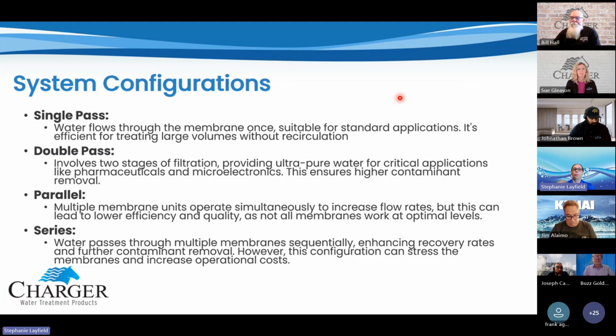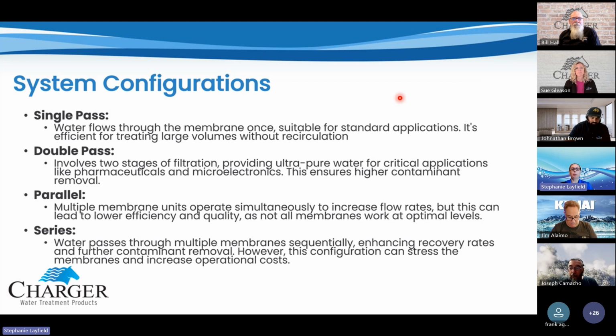We can also, whenever we're dealing with multiple membranes, put them in different configurations to hit those different quality goals or applications for our customers. Usually single pass is going to be our standard application. That's no recirculation, usually a single membrane. And that's efficient for a lot of water coming through in an easy way. So we're not getting our highest quality of water. We are not the most efficient with it. We don't have a huge high recovery, but this is the easy forward way.